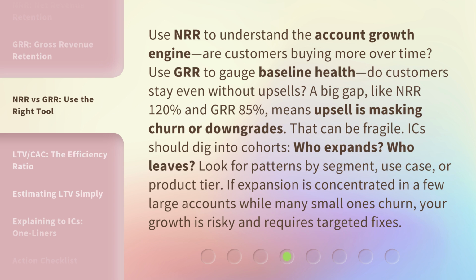A big gap, like NRR 120% and GRR 85%, means upsell is masking churn or downgrades. That can be fragile. ICs should dig into cohorts. Who expands? Who leaves? Look for patterns by segment, use case, or product tier. If expansion is concentrated in a few large accounts, while many small ones churn, your growth is risky and requires targeted fixes.